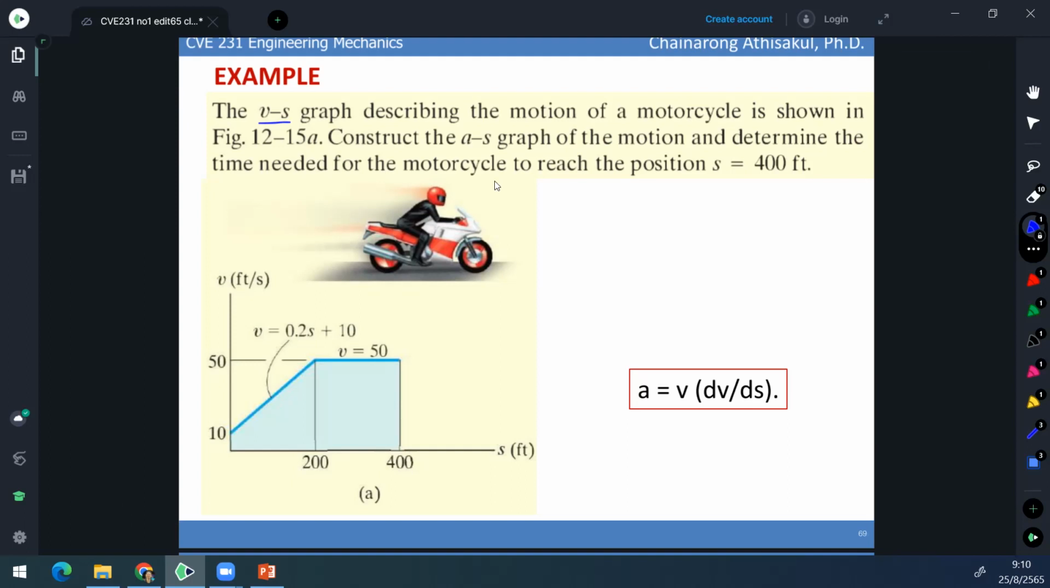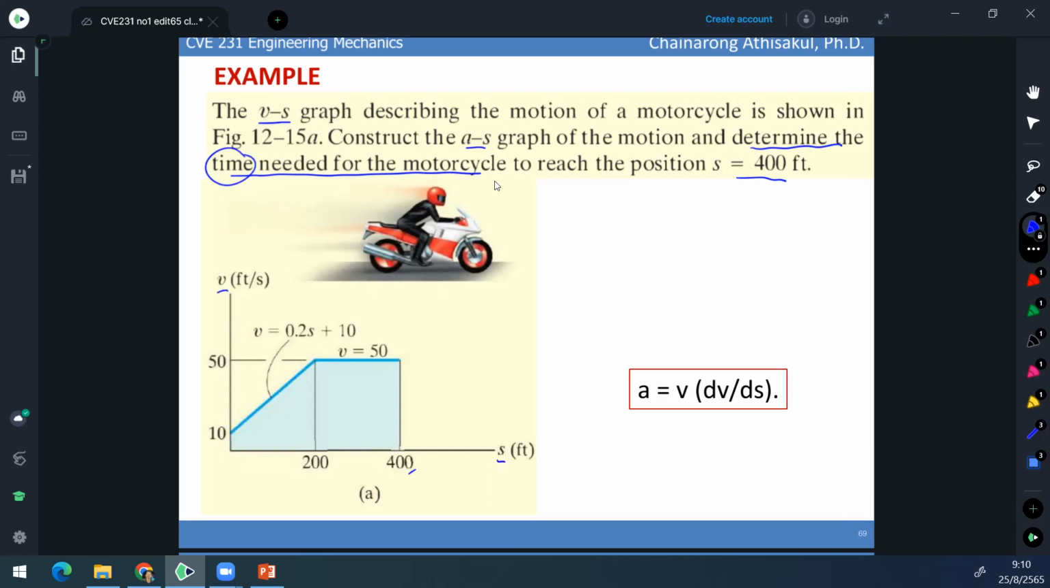So we have the v-s graph that describes the motion of the motorcycle, like this picture. We would like to construct the a-s graph of the motion. Then we would like to determine the time. We also require the time for the motorcycle to reach the position equal to 40 foot, that is at the end of the motion. So we have the v-s graph.